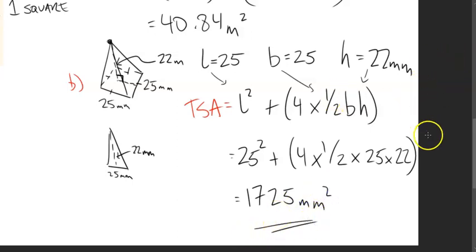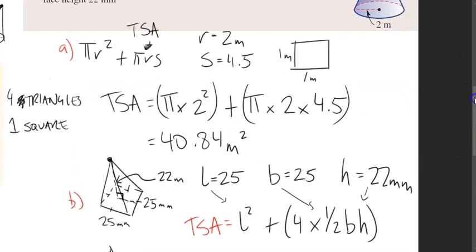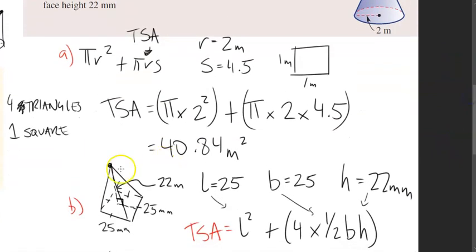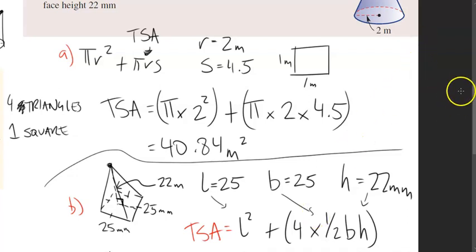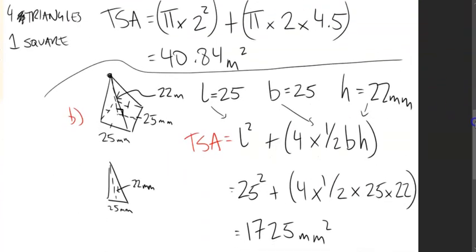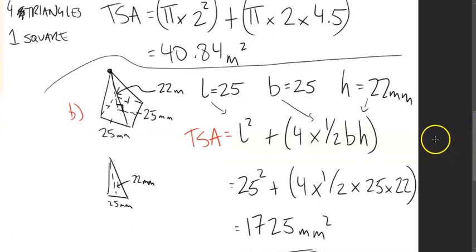So total surface area of cones and pyramids are quite simple because this is a set structure of formula that you just follow, provided that you have either the slant and the radius for a cone or the length, base, and height for a pyramid.